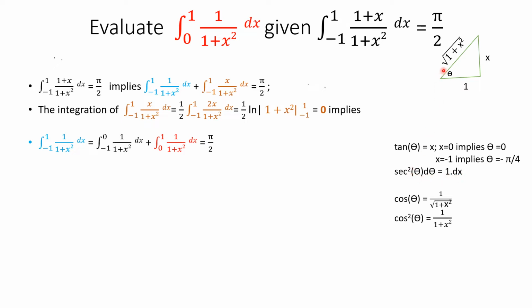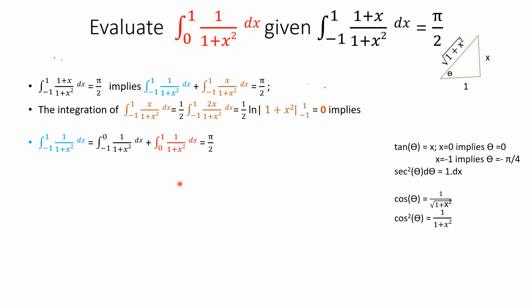Now we will look over here and see that if we take the cosine of theta, we're going to get 1 divided by the square root of 1 plus x squared. So this is cosine theta. If we square cosine theta, we get cosine squared theta equals 1 over 1 plus x squared.